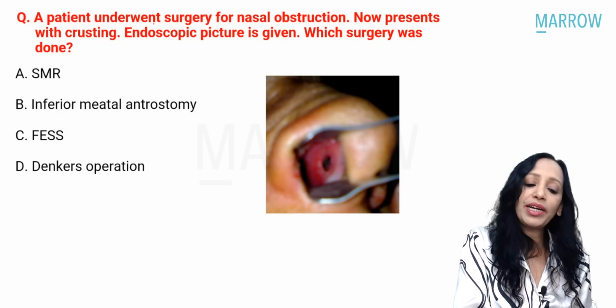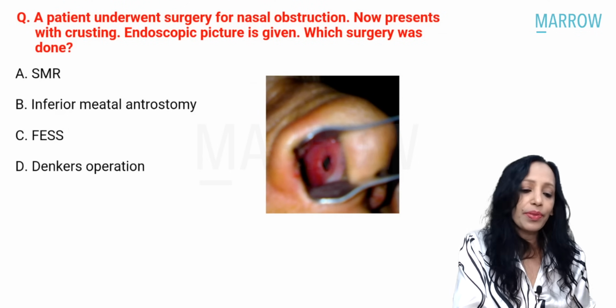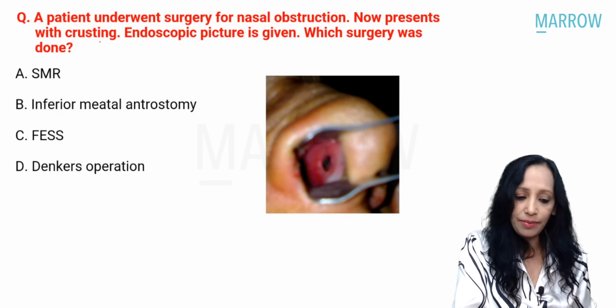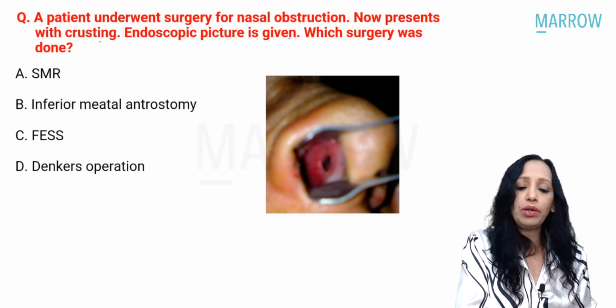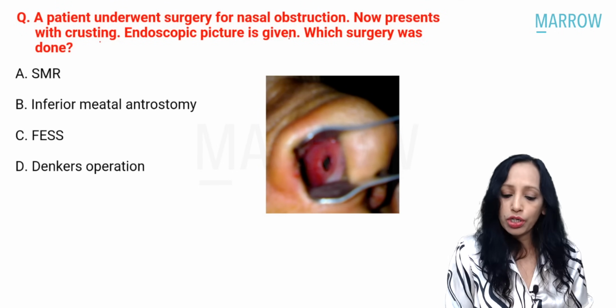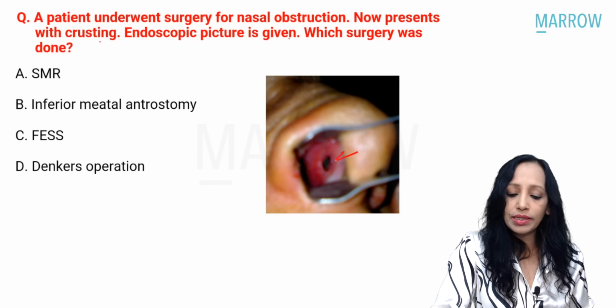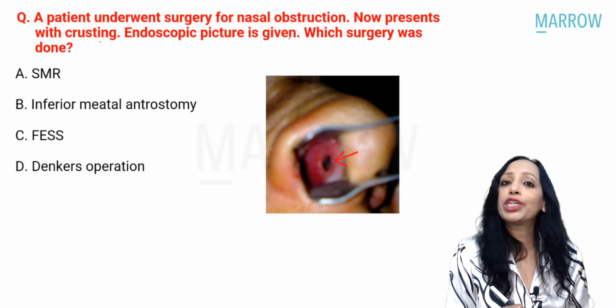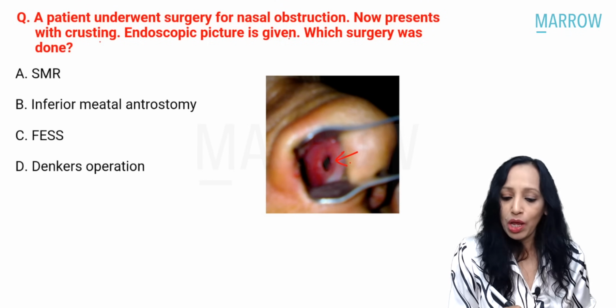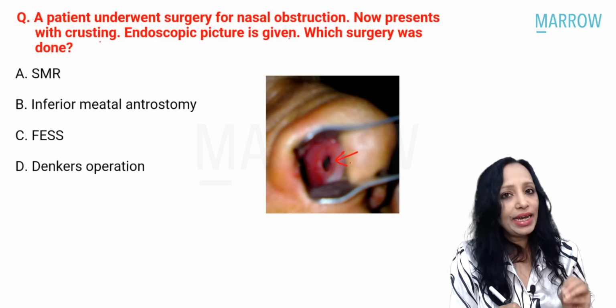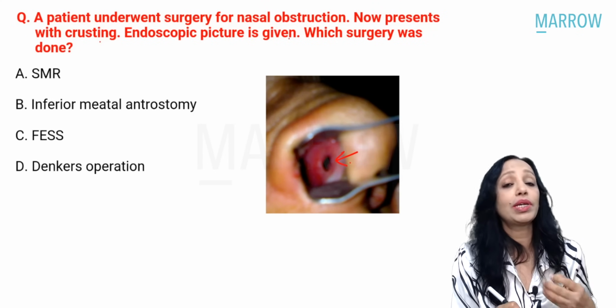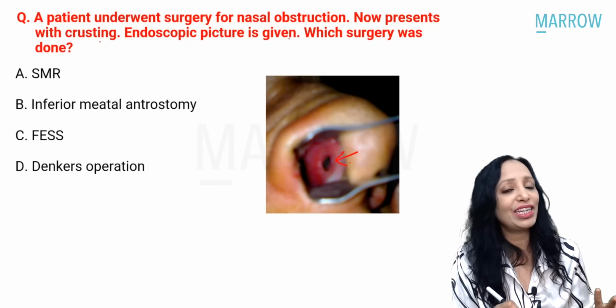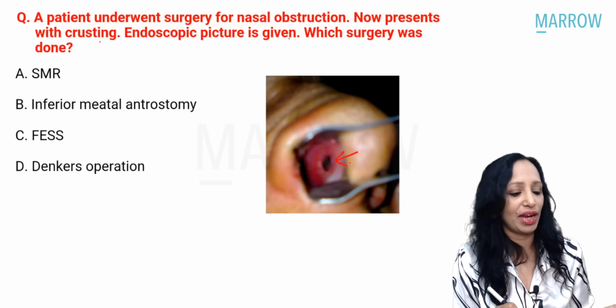A patient underwent surgery for nasal obstruction, now presents with crusting. Endoscopic picture is given, which surgery was done? Okay, so what we can see here is a perforation of the nasal septum. So which surgery can lead to a perforation of the nasal septum? Yes, septal surgeries can lead to perforation of the nasal septum. We know that, right?